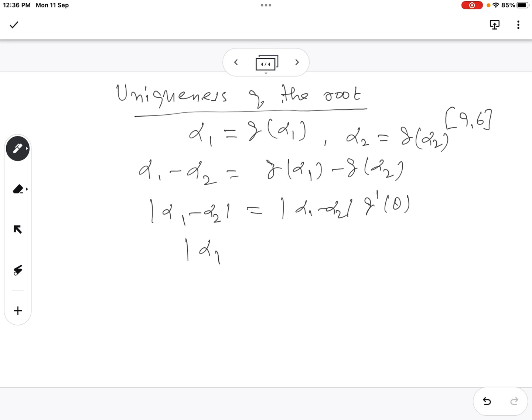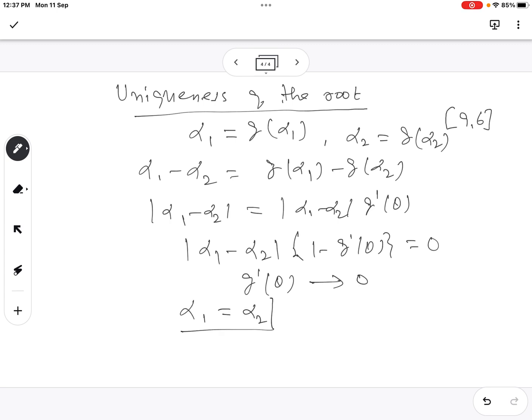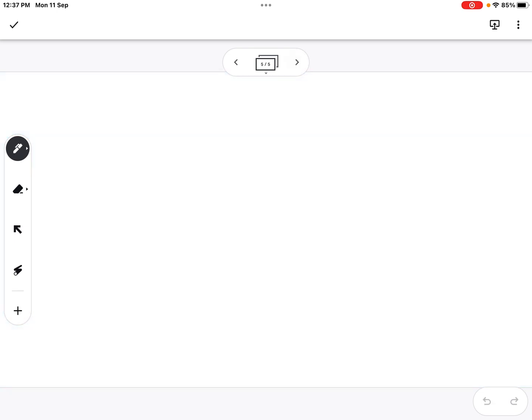So from this I can write alpha 1 minus alpha 2 times 1 minus g prime theta is equal to 0, and as we know, when g prime theta is not 1, alpha 1 is equal to alpha 2. So it means we will get only one root, and that root will be the unique root. So we have seen that the root which we obtain between this interval a and b is unique.